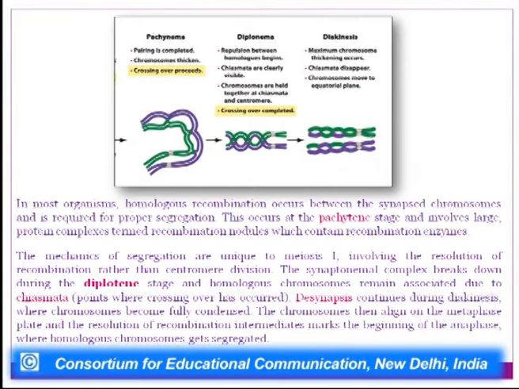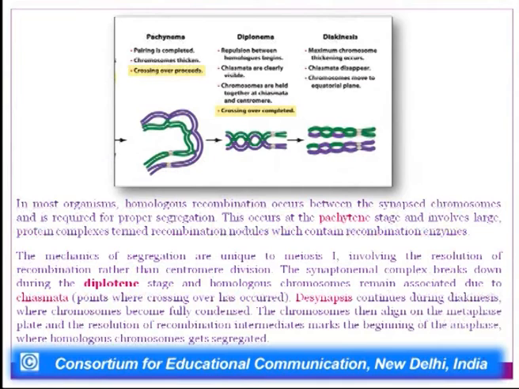And at diplotene stage, the homologous chromosomes remain attached at the chiasmata. The desynapsis continues during diakinesis, and there is a terminalization of chiasmata that occurs when the chromosomes become fully condensed. The chromosomes then align on the metaphase plate, and the resolution of the recombination intermediates marks the beginning of the anaphase, where homologous chromosomes get segregated.